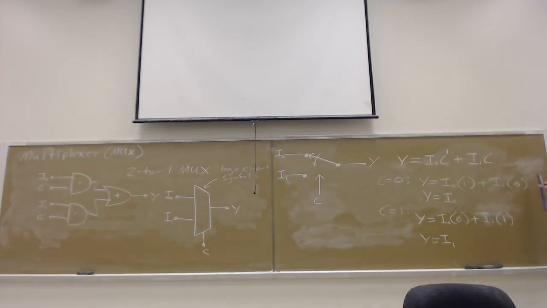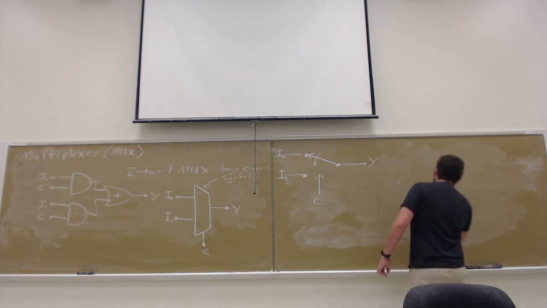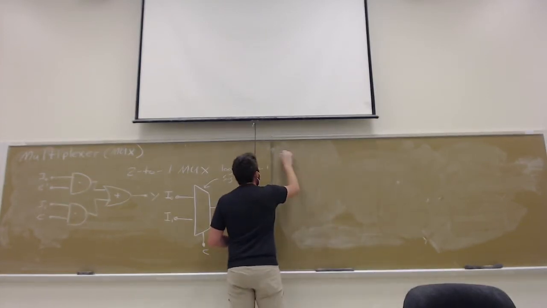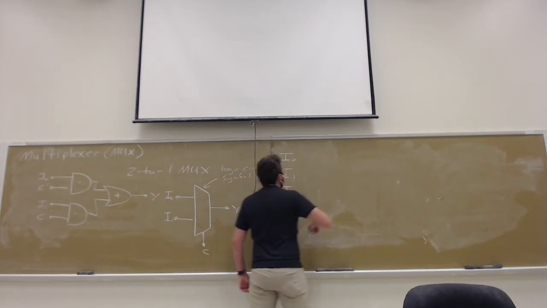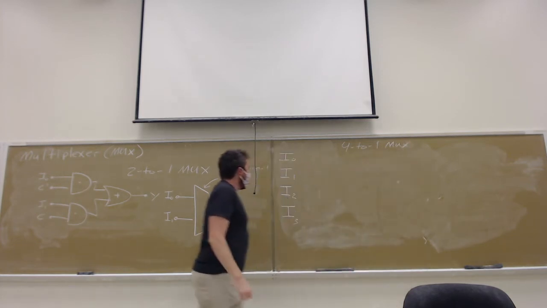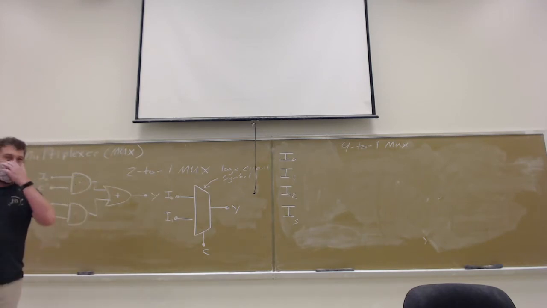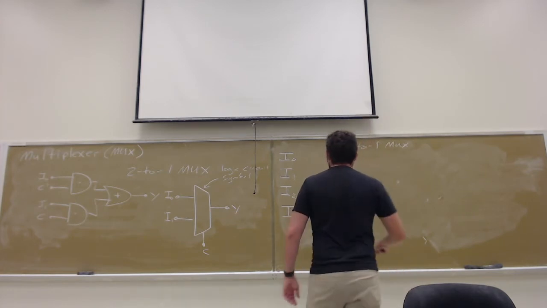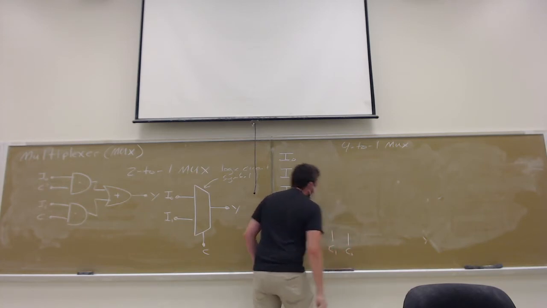All right, so let's go ahead and make a bigger mux. Let's make a 4-to-1 and see what that looks like. If I have 4 inputs now, I'll label them I0, I sub 1, I sub 2, and I sub 3. My next question is, how many control bits will I need in order to make all my selections? 2. Yeah, you've got to have 2 bits. So we'll have a C1 and a C0.